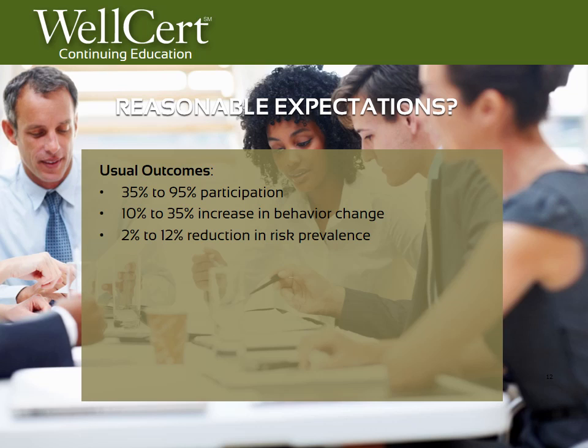2 to 12% is the range of expected reduction in risk prevalence. And that's with our conventional wellness model, our traditional wellness program. We can get higher than that, but it takes more effort for us to get that. But if we're looking at reasonable expectations for a traditional wellness program, it is probably in that area of 2% to 12% reduction in specific risk issues.